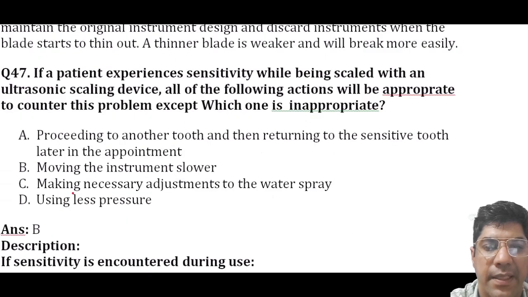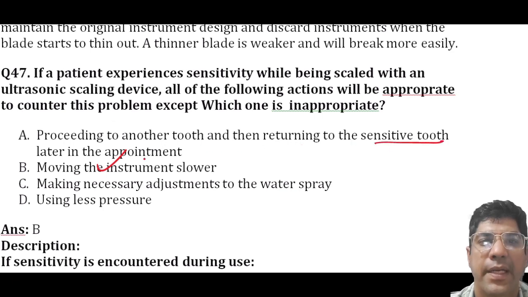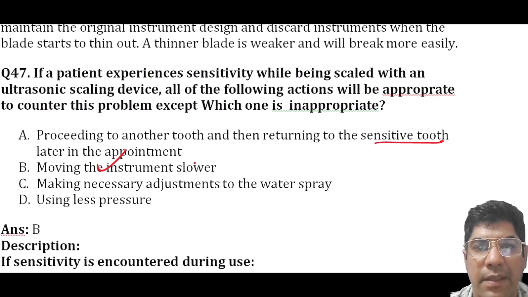If a patient experiences sensitivity while being scaled with an ultrasonic device, all of the following actions would be appropriate to counter this problem, except which one is inappropriate. The answer is B. Proceeding to another tooth and then returning to the sensitive tooth later in the appointment can give the sensitive area some time to recover before continuing the treatment.